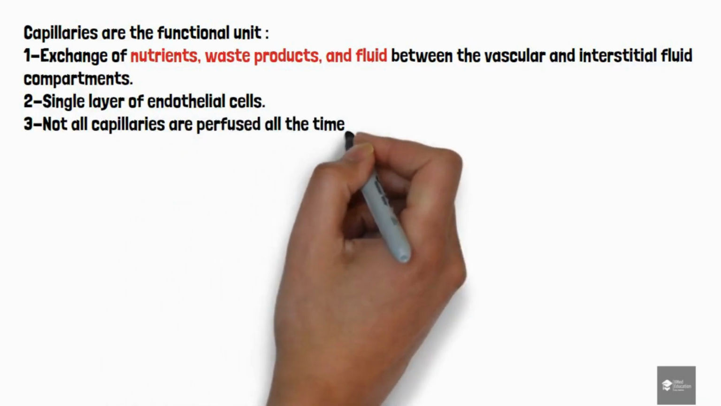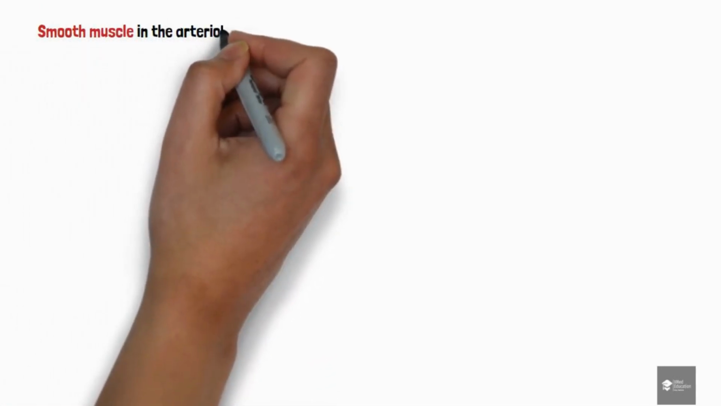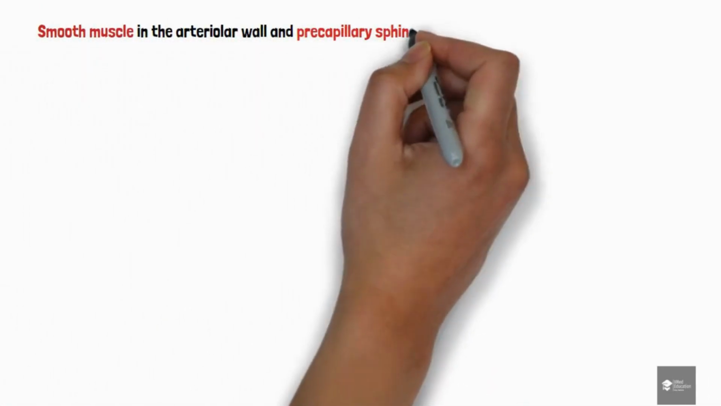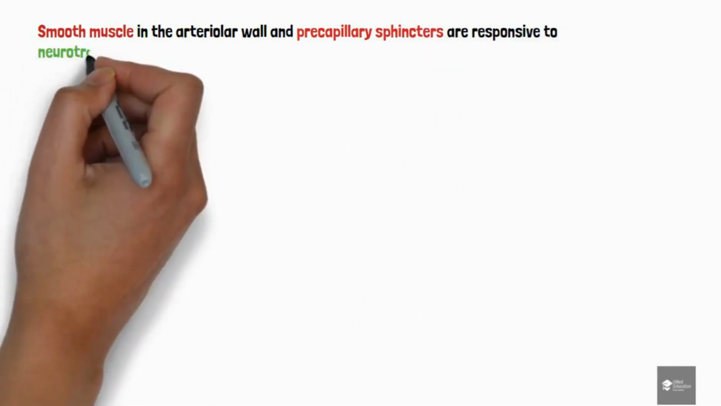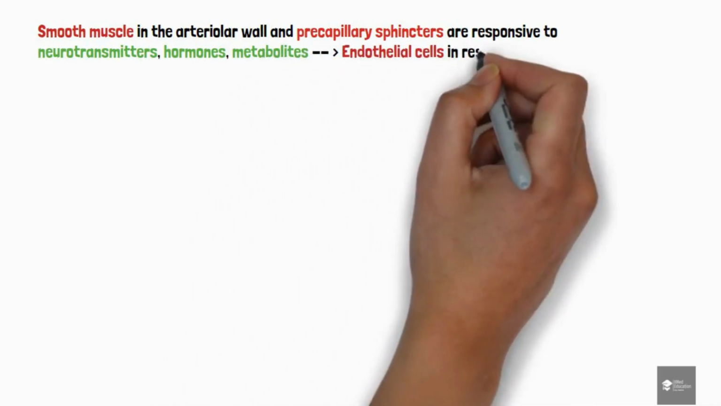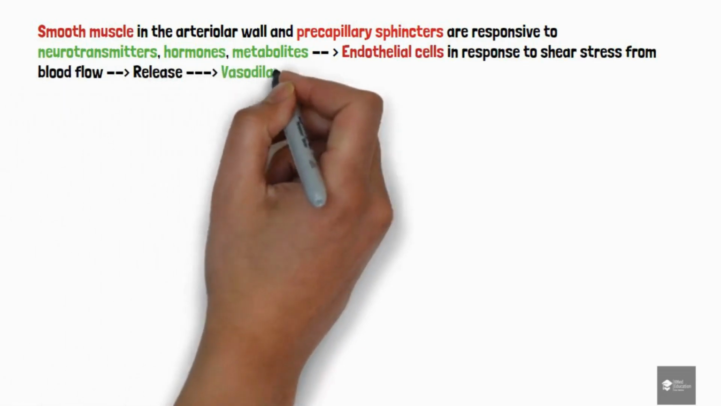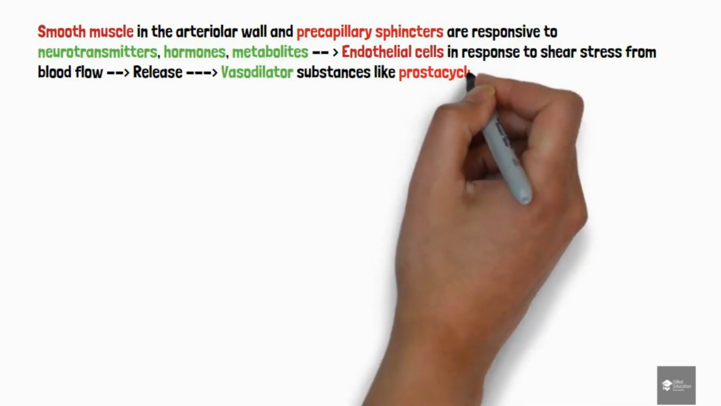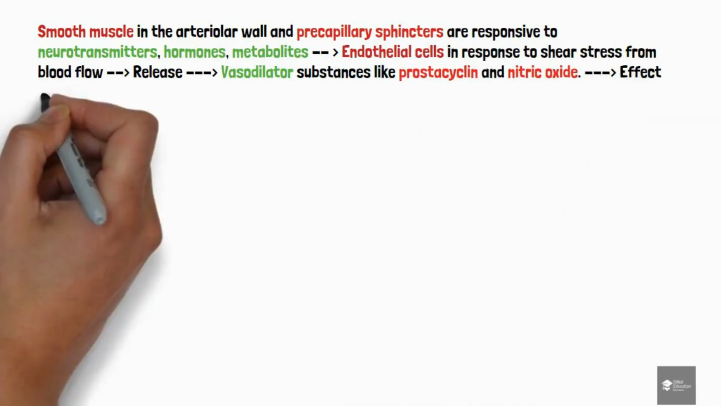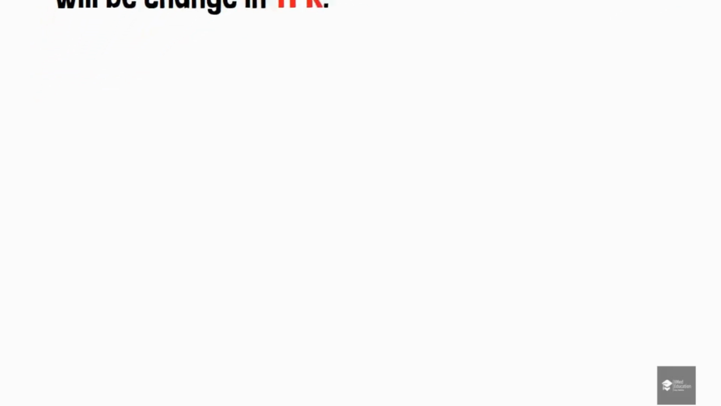And not all capillaries are perfused all the time. For example, when your muscles are relaxed, there is no need for the capillaries inside your muscle to be perfused by the blood. Smooth muscle in the arteriolar wall and precapillary sphincters are responsive to neurotransmitters, hormones, and metabolites. Endothelial cells, in response to shear stress from blood flow, release vasodilator substances like prostacyclin and nitric oxide. So the effect will be a change in total peripheral resistance.